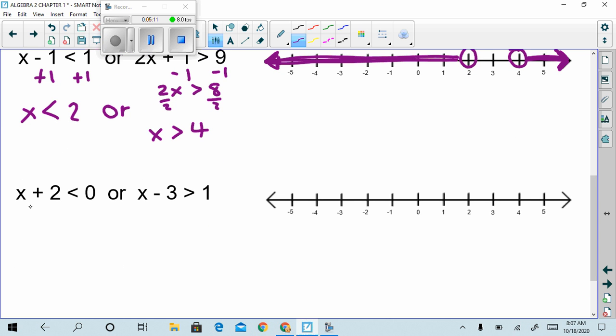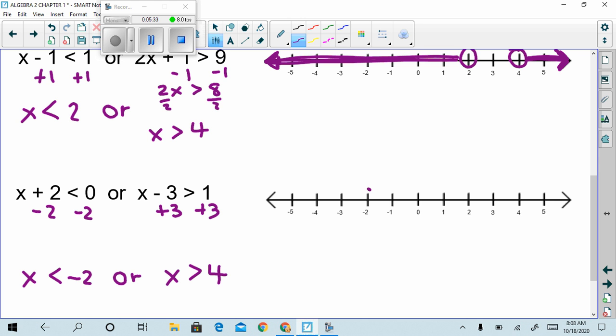In the first, I'm going to subtract 2 to isolate my variable. So I have x is less than negative 2. Or, there's one more part, let's add 3 to both sides. X is greater than 4. So once again, these both have less than or greater than symbols, so they're open circle.